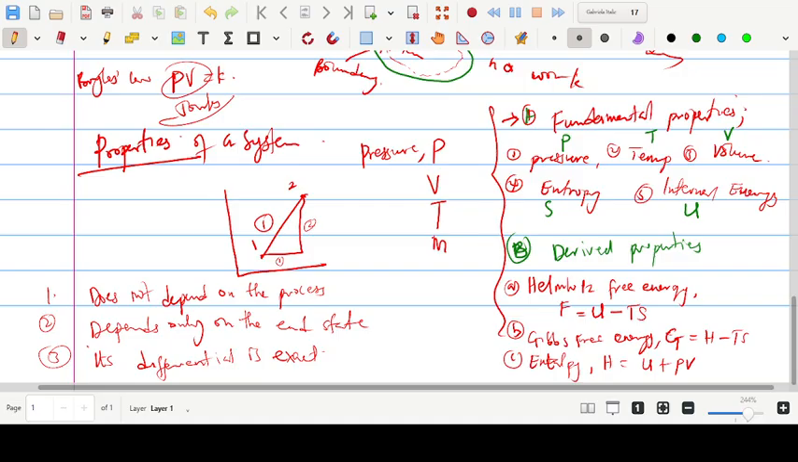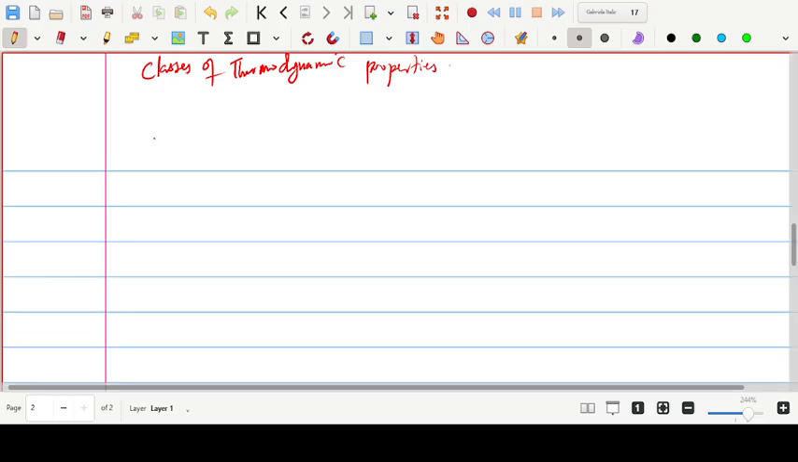Now, another thing is now what? Classes of thermodynamics properties. All these properties that we've considered belong to particular classes. You understand now? Let me add page. So classes of thermodynamics properties. What are the classes of thermodynamics properties? There are three classes. We have intensive properties, we have extensive properties, and we have specific property.